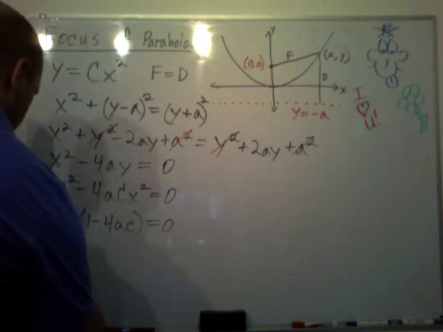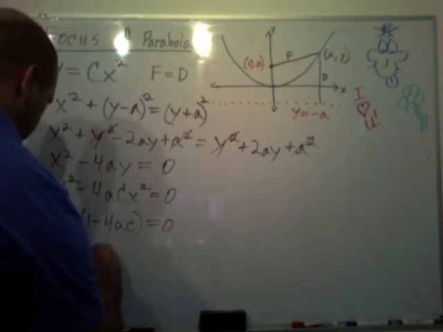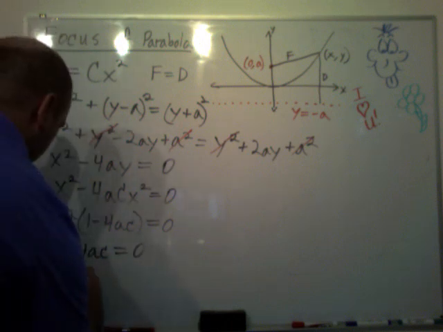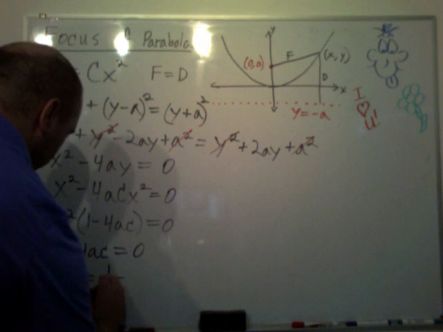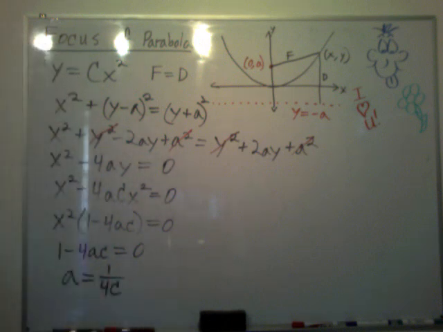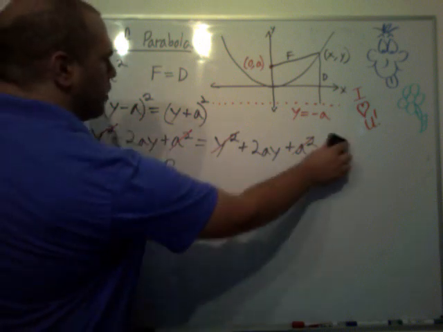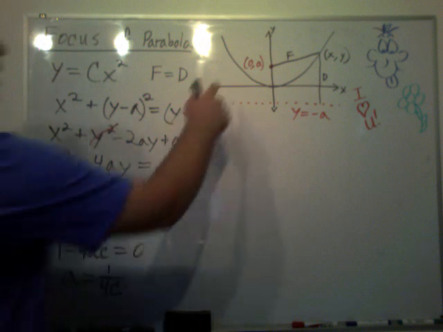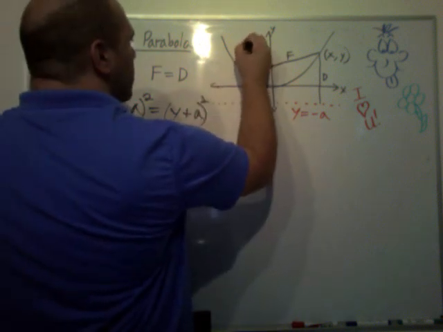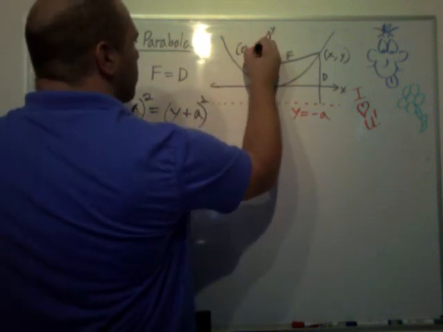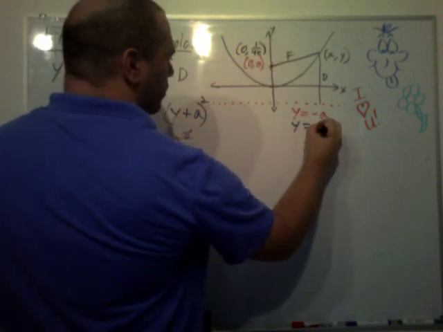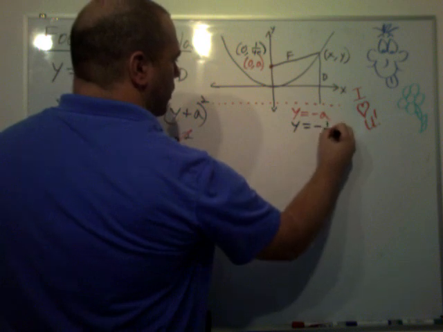So we write down 1 minus 4ac equals 0, which means that if you solve this for a, you get that a is equal to 1 over 4c, which is helpful. I'm going to go ahead and erase under here. Now we can write this point as (0, 1 over 4c). And we can write this line as the equation y equals negative 1 over 4c.